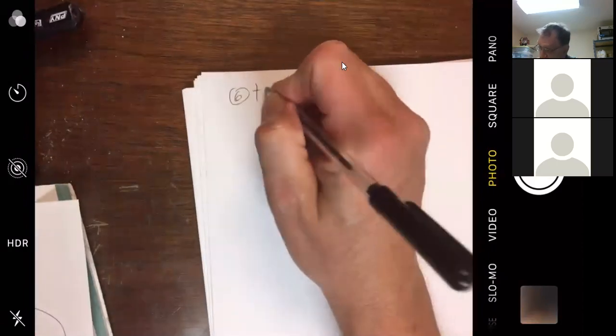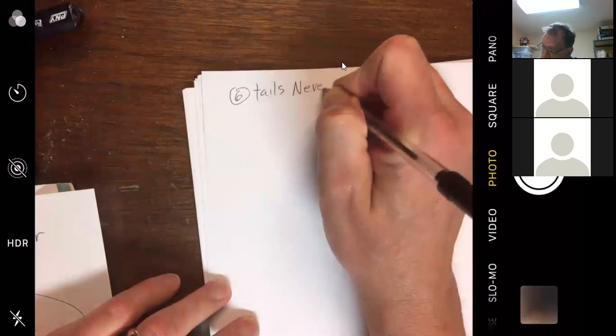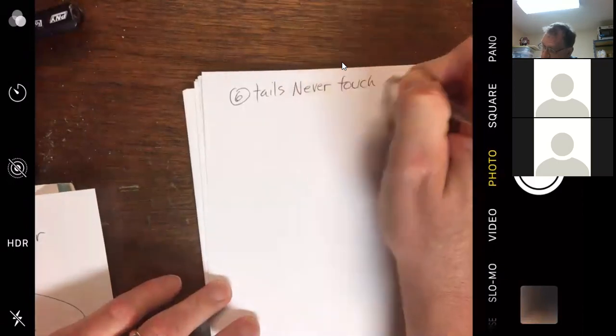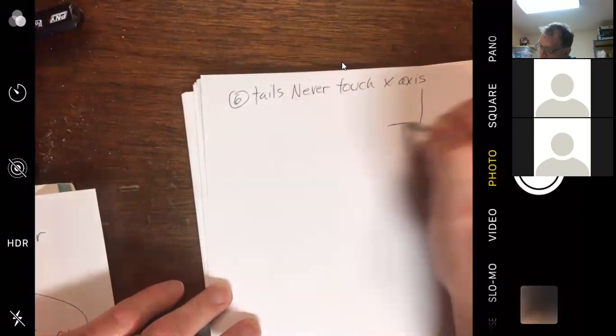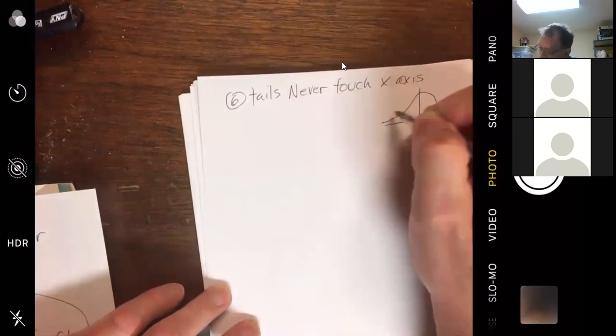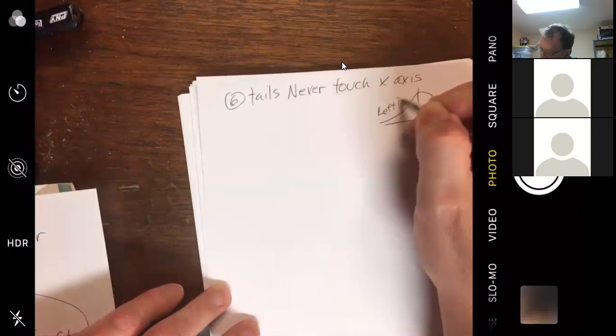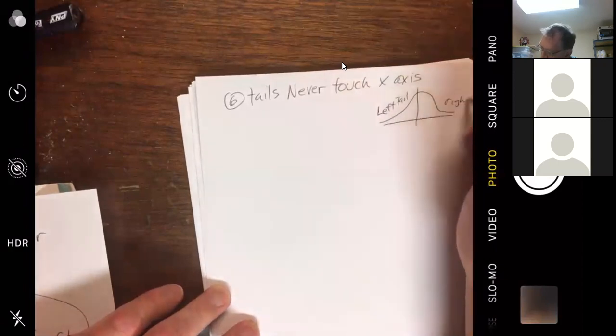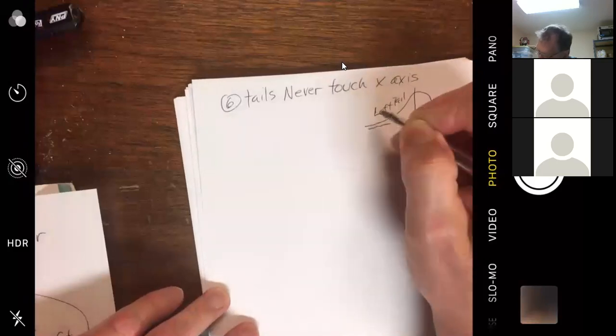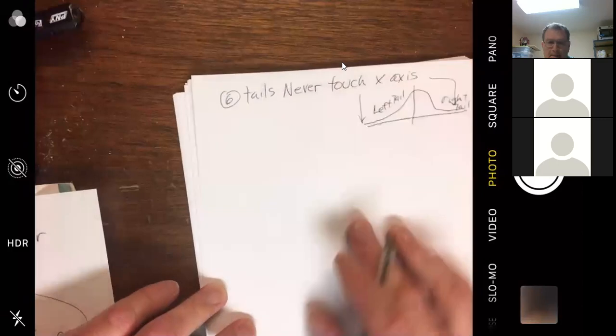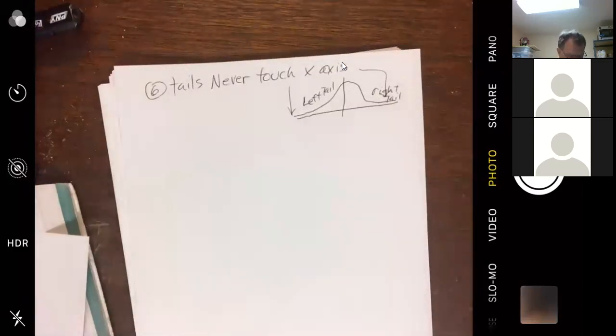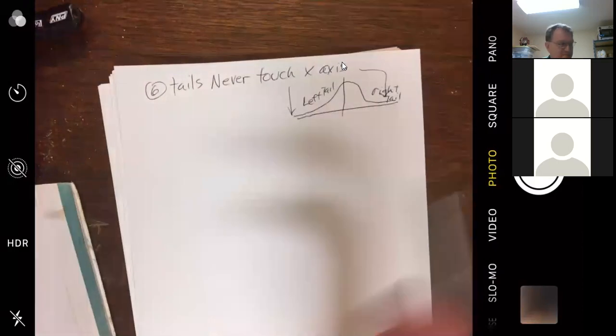And the very last one, number 6, the tails never touch the x-axis. Redraw it again. Remember, this is your left tail. This is your right tail. They approach, they never touch here or here. I'm just paraphrasing. They give you like 4 lines to say this.